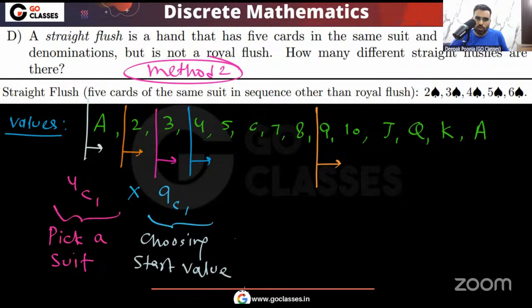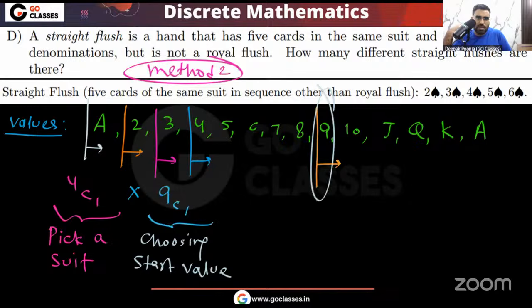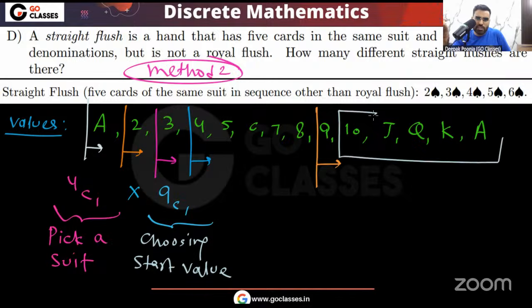Okay, yes or no? In method 1 also we were choosing the start value. But there in method number 1, we were also considering 10 as the start value. That is the reason we were removing the number of royal flushes. This subtraction we were doing. But if I do not consider 10 as the start value, then I don't have to remove the number of royal flushes, because now I will not get a royal flush, since I'm not starting with 10. If I don't start with 10, then I will not get a royal flush, so I will not have to subtract the number of royal flushes. So I can stop here. Basically I can start with ace and so on. I can start with 9.